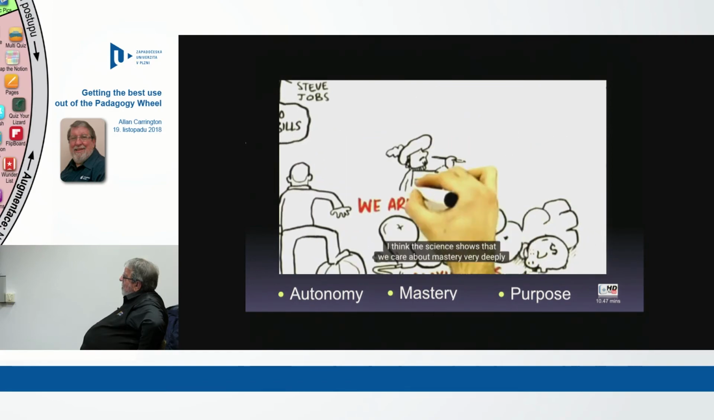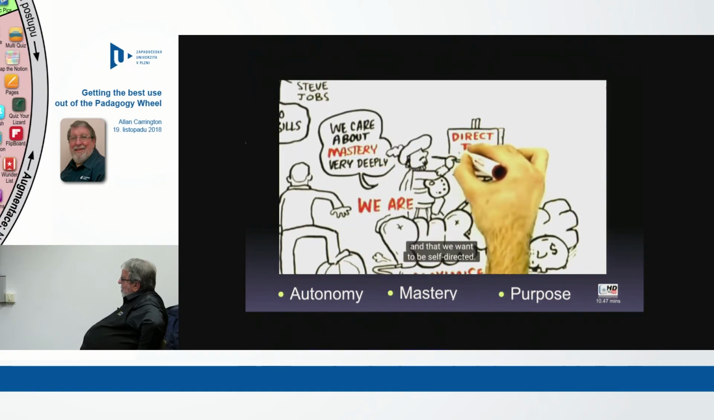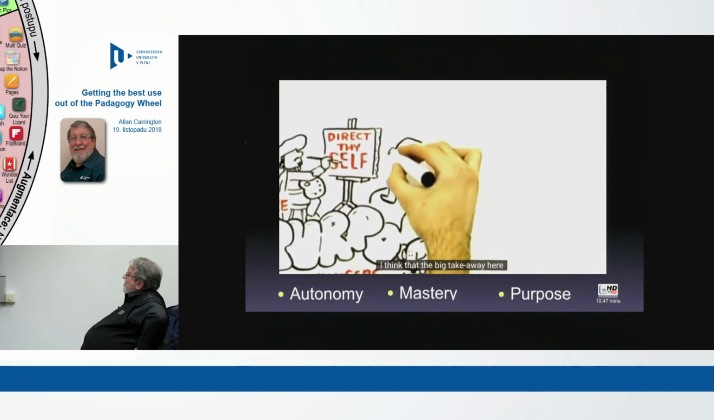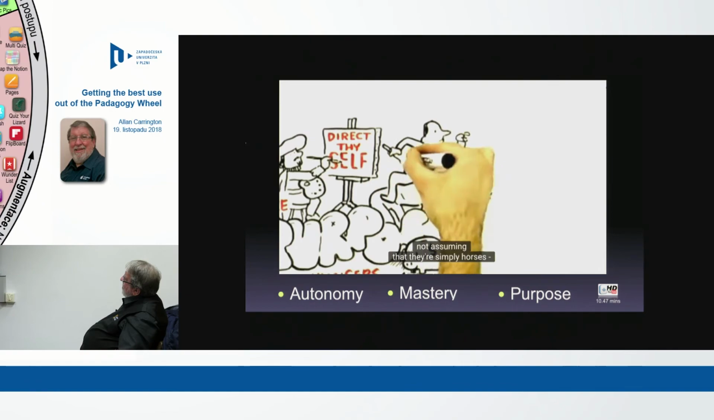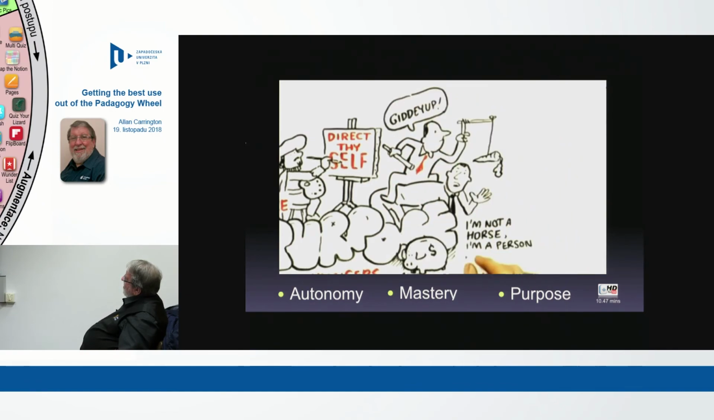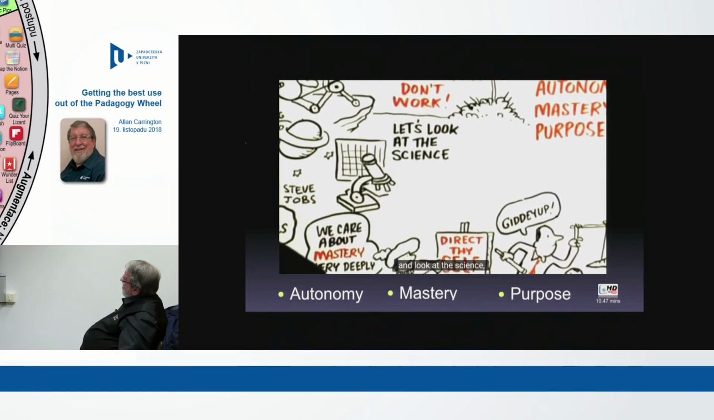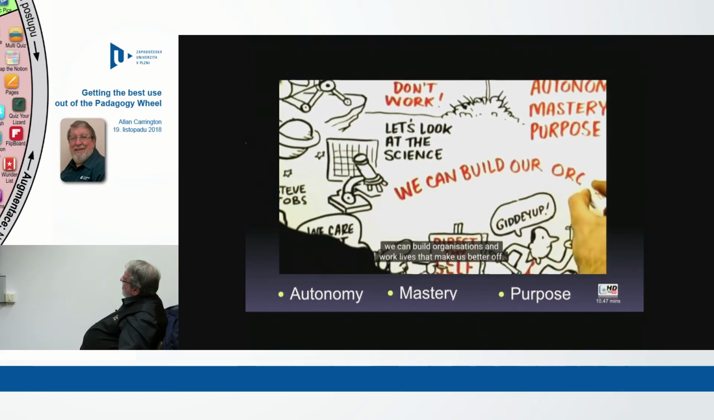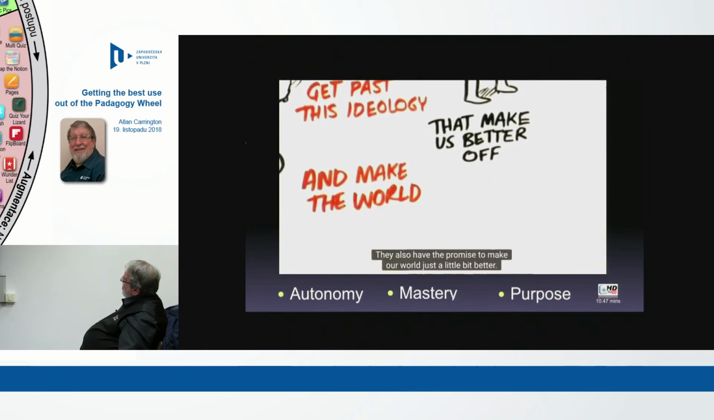I think the science shows that we care about mastery very, very deeply. And the science shows that we want to be self-directed. And I think that the big takeaway here is that if we start treating people like people and not assuming that they're simply horses, slower, smaller, better-smelling horses, if we get past this kind of ideology of carrots and sticks and look at the science, I think we can actually build organizations and work lives that make us better off, but I also think they have the promise to make our world just a little bit better.